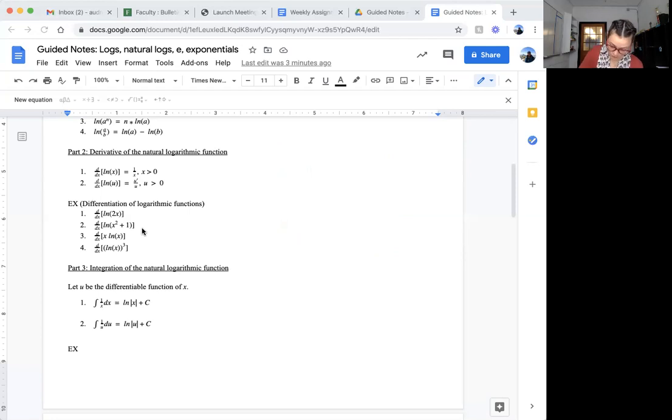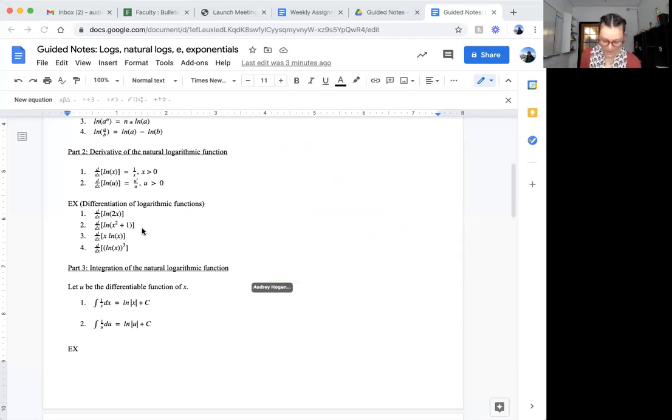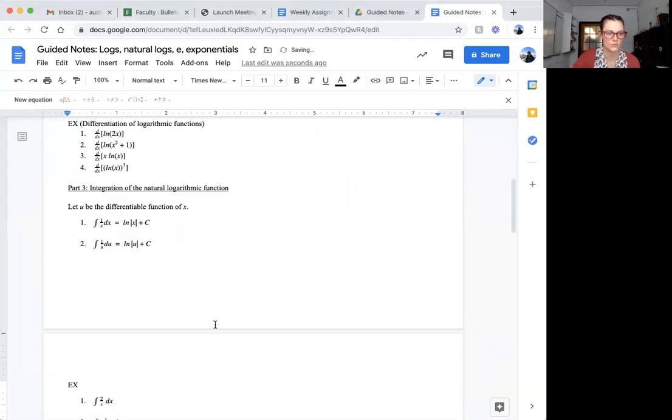And then number 4, we have some chain rule action. We have the derivative of the natural log of x, quantity cubed. So general power rule: we take our exponent and bring it to the front, 3 times the thing on the inside, ln of x, to the decreased exponent, so 3 minus 1 is 2, times the derivative of the inside, and the derivative of natural log of x is 1 over x. So the final answer for number 4 is 3 times natural log of x squared times 1 over x. I know these look a little tricky, but hopefully this is helping you see that it might not be as hard as you think.